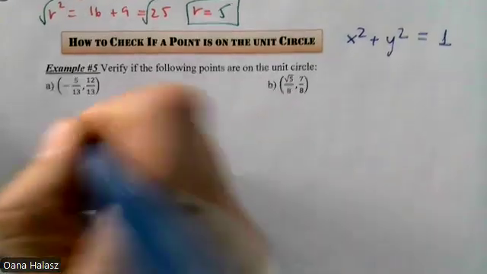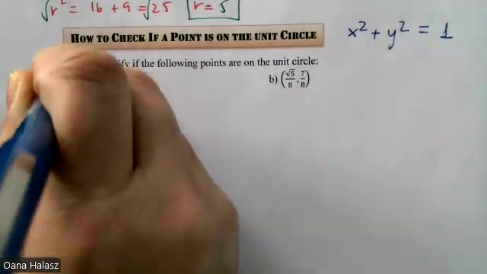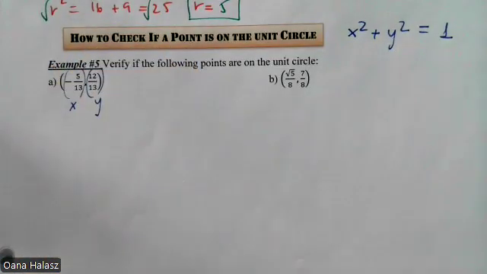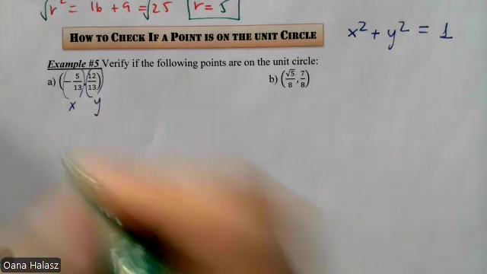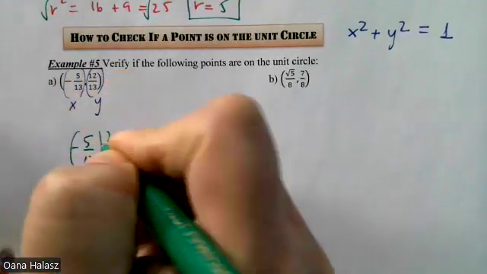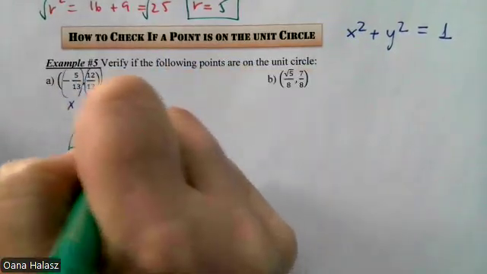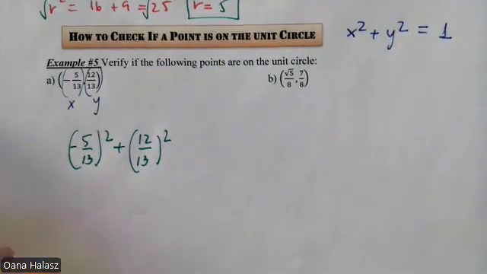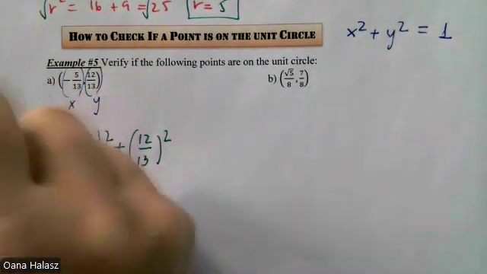So let's test it. This is the x. Make sure you put it in brackets. This is the y. And the reason why I want you to put it in brackets when you plug it in is because you're going to square it and the negative will disappear, right? The negative value squared becomes a positive. So -5/13, you square it. Plus 12/13, you square it. So that's the left-hand side of that.